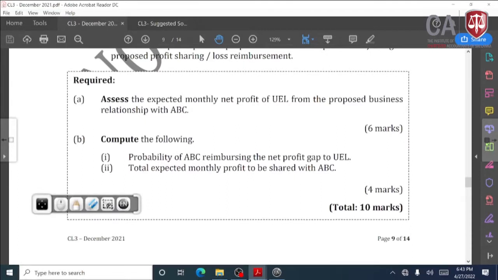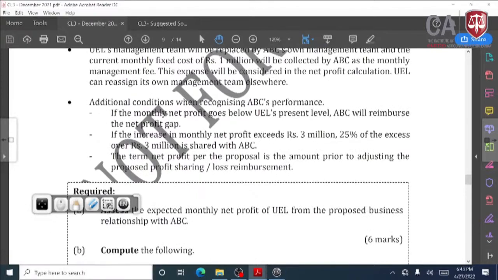Total expected monthly profit to be shared with ABC. What is the scenario? It says that if the incremental profit exceeds 3 million, 25% of the excess over 3 million is to be shared, because currently you are earning 3 million. If your net profit exceeds 3 million additional, 3 plus 3, 6 million, you will be entitled to 25% of the incremental profit.